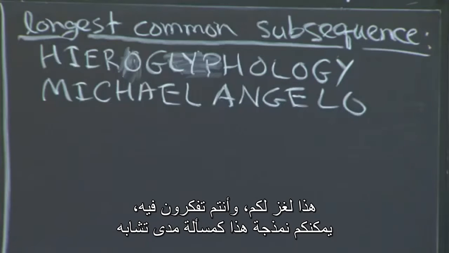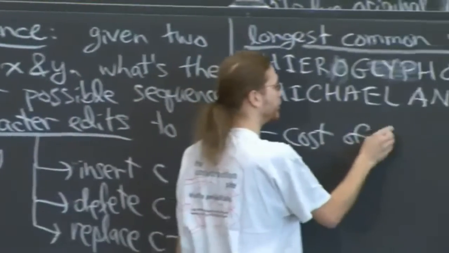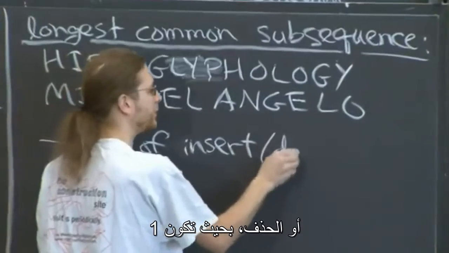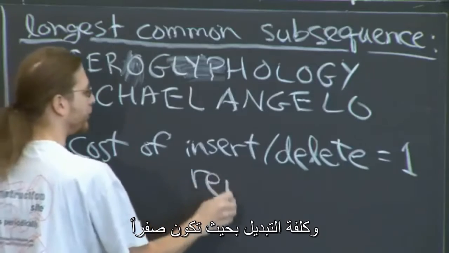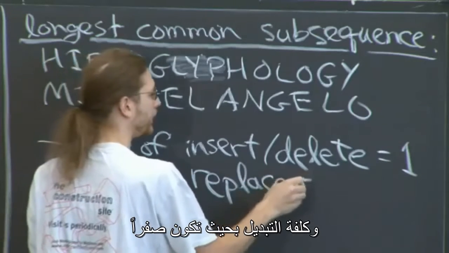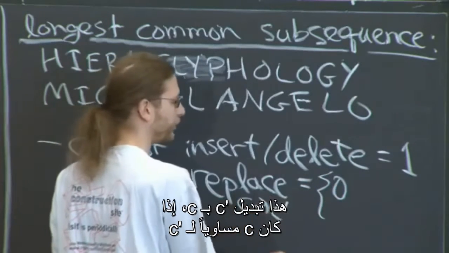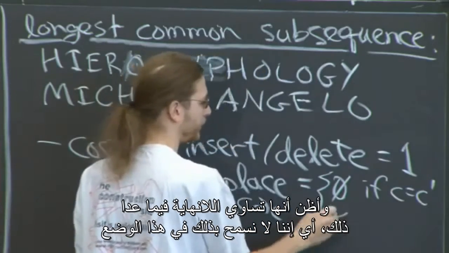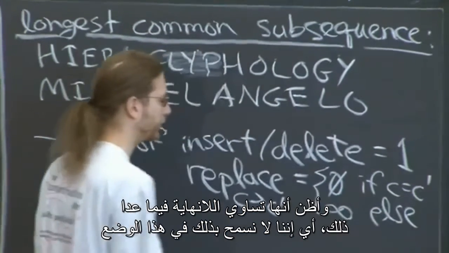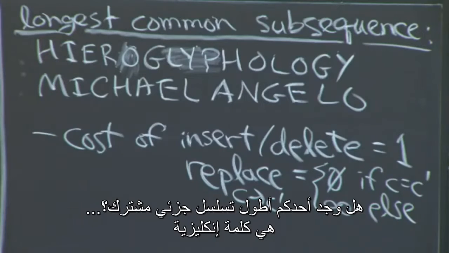You can model this as an edit distance problem. You just define the cost of an insert or a delete to be 1, and the cost of a replace to be 0. So this is a C to C prime replacement. It's going to be 0 if C equals C prime, and I guess infinity otherwise. Just don't consider it in that situation. Okay, anyone find the longest common subsequence here? It's an English word. That's a hint.